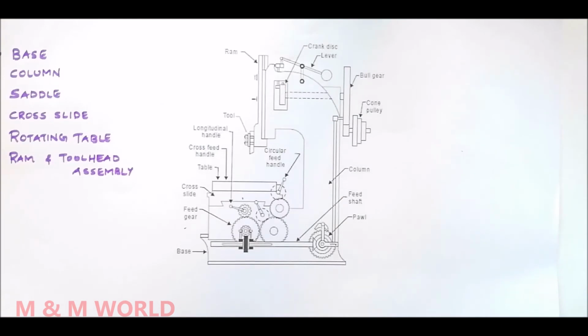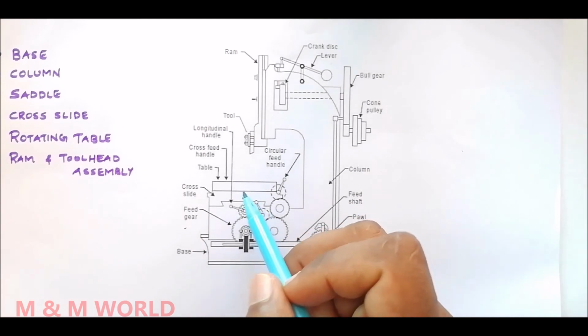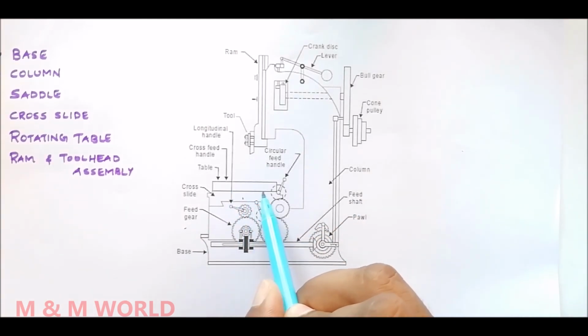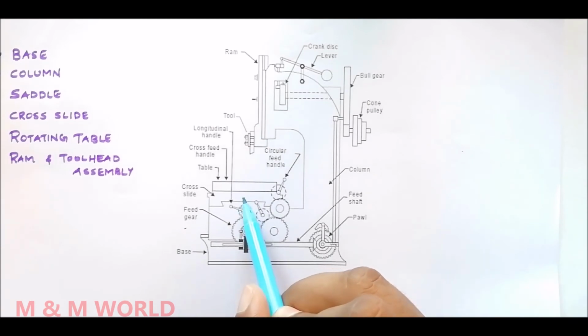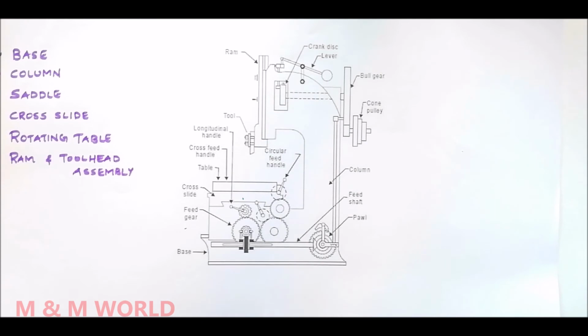So next is the table. So we have a rotary table. So the table is a circular one which is mounted on the top of the cross line, and the table can be rotated by a worm which meshes with a worm wheel connected at the underside of the table. And the rotation of the table may be manual or automatic.